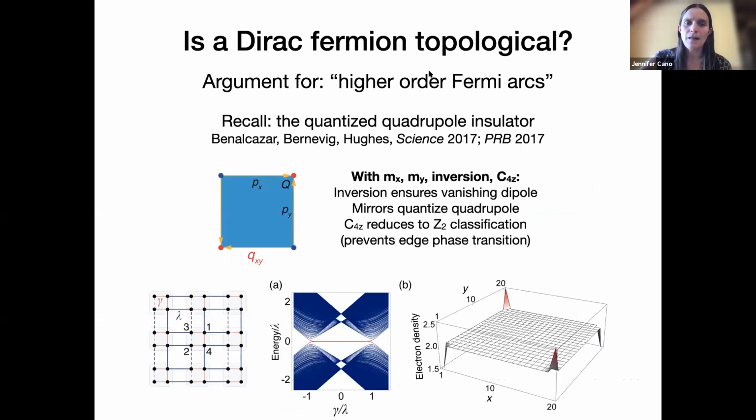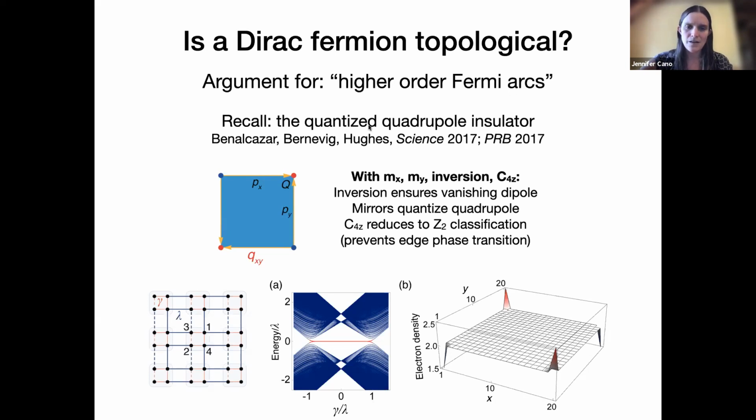But even more compelling than that is this idea of a higher order Fermi arc. This will give us some kind of bulk edge correspondence. It will actually be a bulk hinge correspondence. So to understand these higher order Fermi arcs, we need to return to the idea of the quantized quadrupole insulator or higher order TI in 2D. I'll first talk a little bit about this model, and then on the next slide show how this gives us these higher order Fermi arcs.